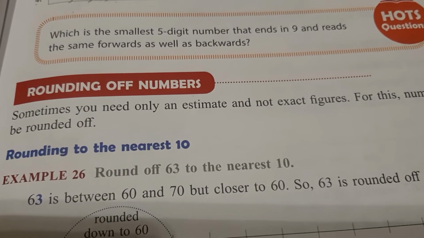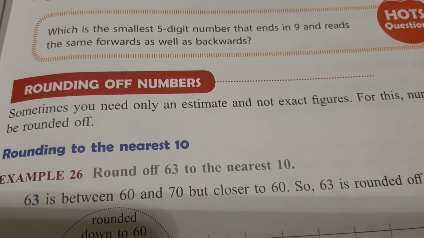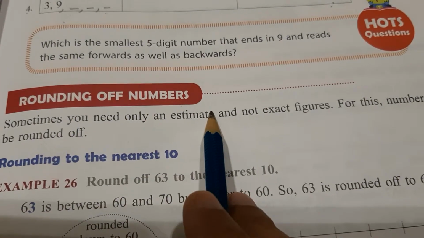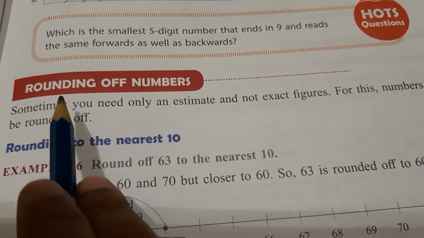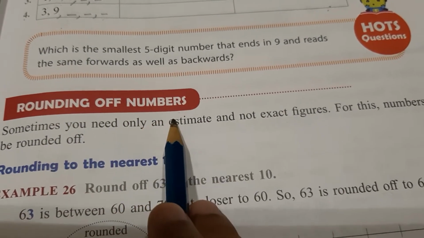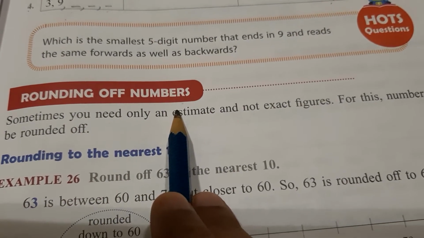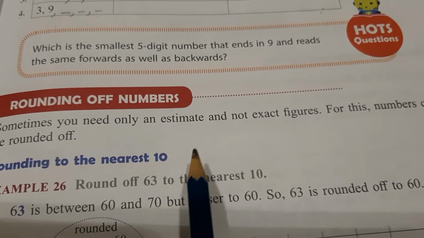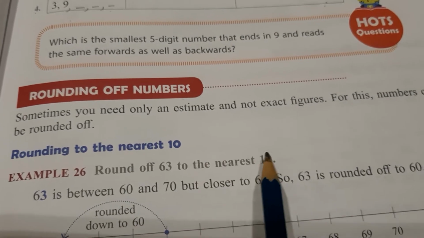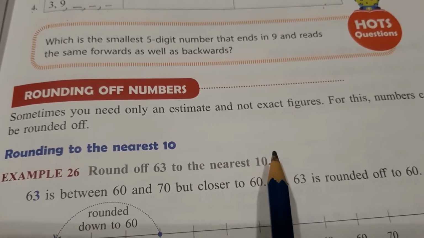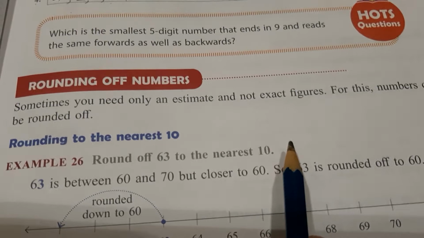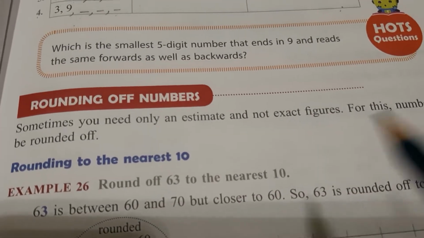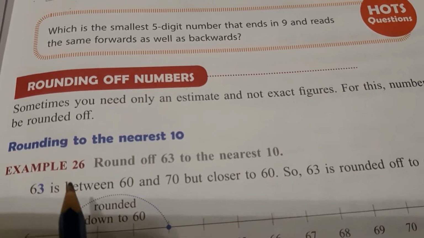So students, as you know, we are doing the place value chapter. Today's topic is rounding off numbers. This concept you have done in grade 3 also, but there you did only rounding to the nearest tens. In grade 4 we will do rounding to the nearest 100 and 1000 also. But today we will discuss only rounding to the nearest tens.